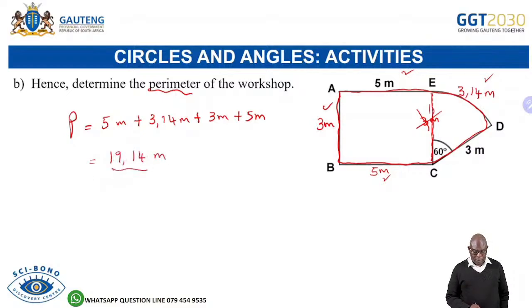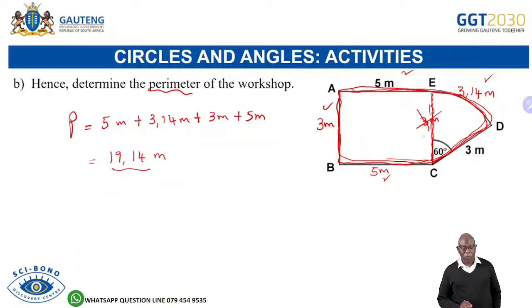Perimeter, the length, so it's the length of that whole. So maybe I want to put a fence around that, so I just put a fence around the whole thing. You can see that one is in dotted lines, so I'm not going to bother myself with that line. That's why I've cancelled it there. So the perimeter will be 19.14.